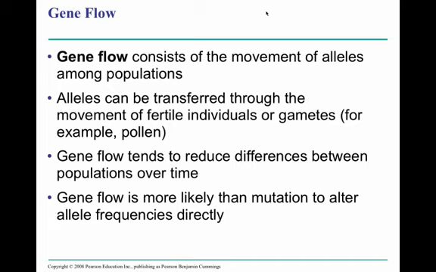So as the alleles move from one population to another, if they're exchanging, they tend to become a bit more similar over time. Now, gene flow is more likely than mutation to alter allele frequencies directly. It's because you can get obviously much more movement than the occasional random change in someone's DNA.